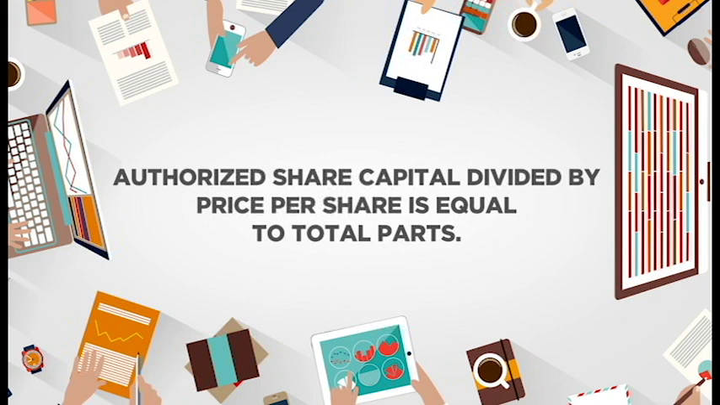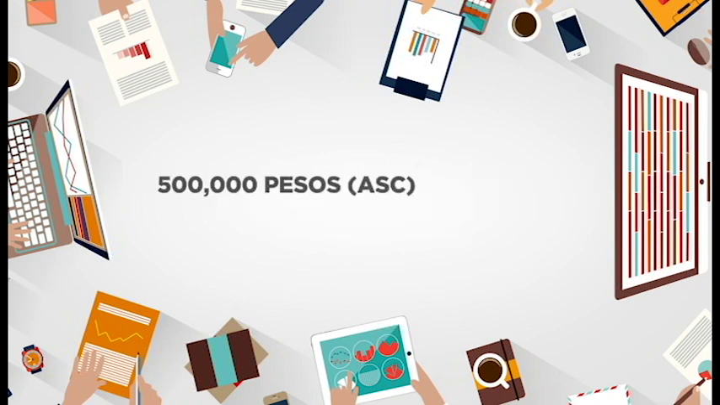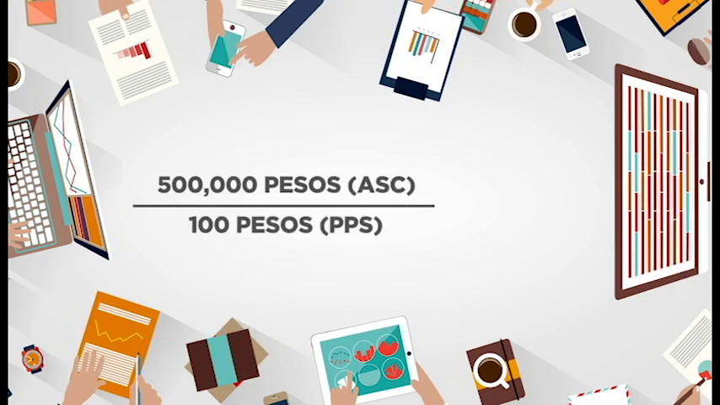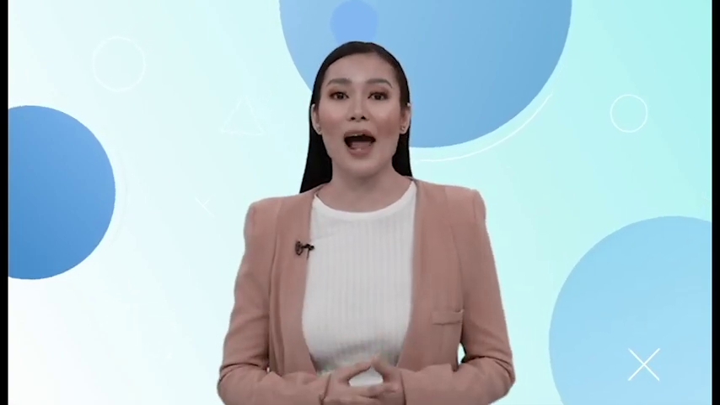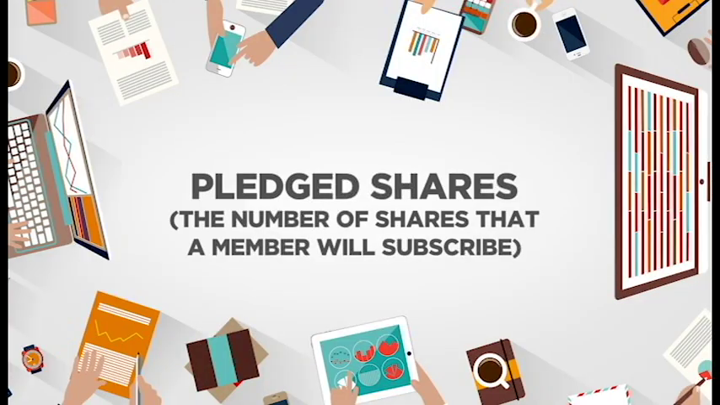If we have the price per share, we can compute the total number of parts of the authorized share capital. Here is the formula. Authorized share capital divided by price per share is equal to total parts. So 500,000 pesos ASC, authorized share capital, divided by 100 pesos PPS, price per share, equals 5,000 PP, total parts. After computing the total number of parts of the authorized share capital, the next thing to do is to have the members subscribe or make a pledge on the shares. The number of shares that a member will subscribe or pledge is called pledged shares.